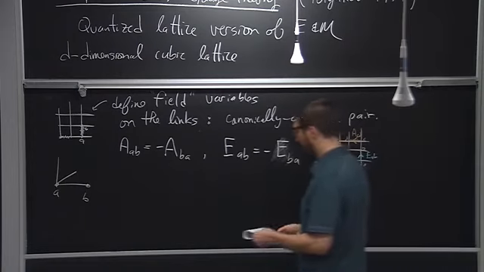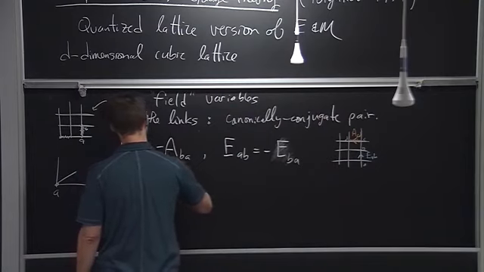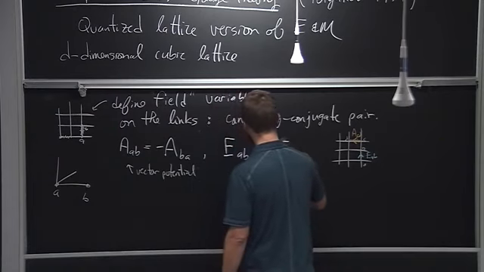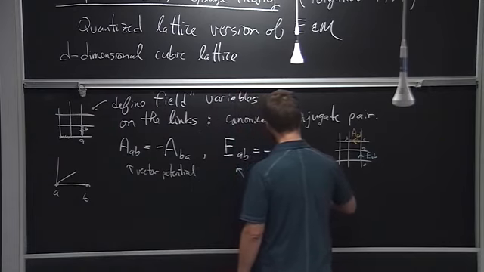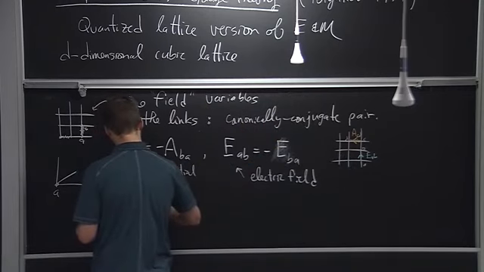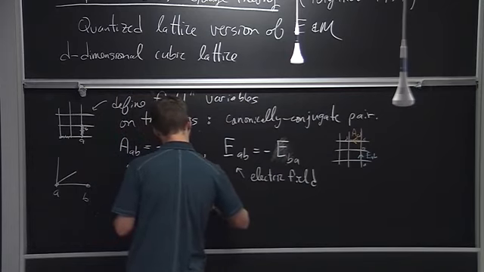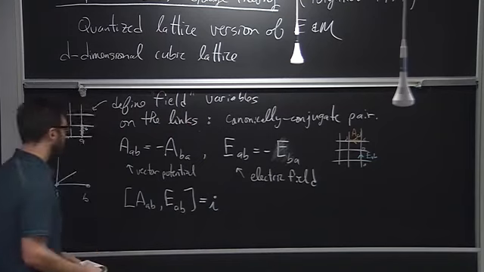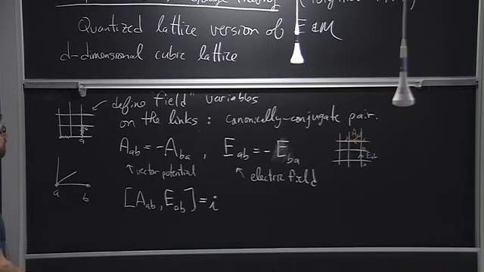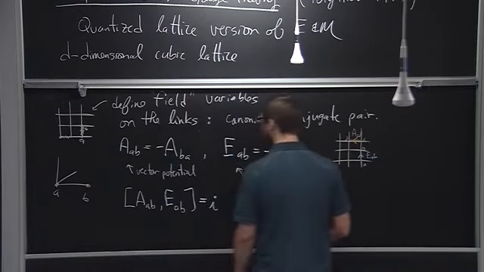Okay, so this is just like a vector potential. That's why I use big A. This is like an electric field. And they have a commutation relation. Okay, and that's what makes them canonically conjugate. And let's take the Hamiltonian.